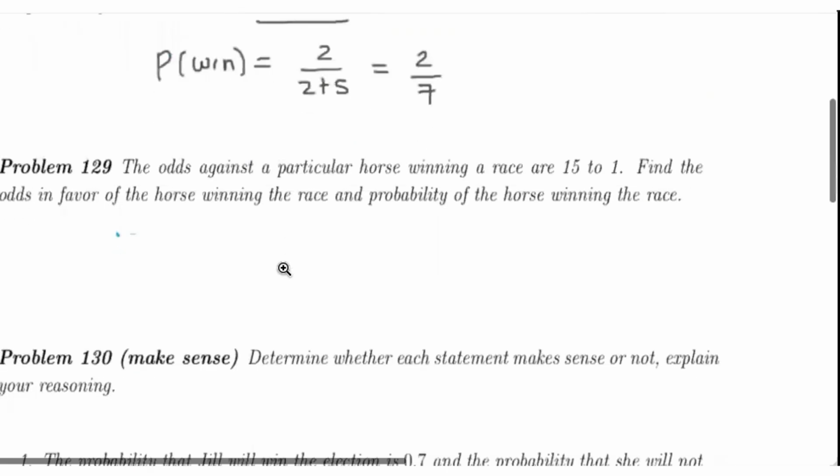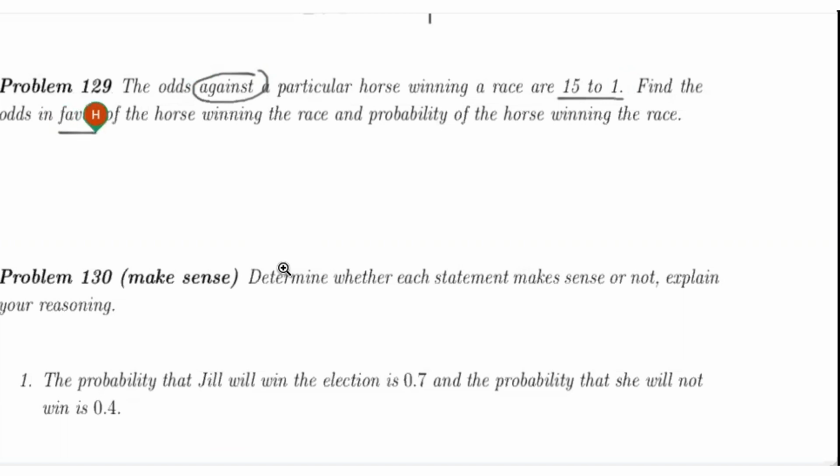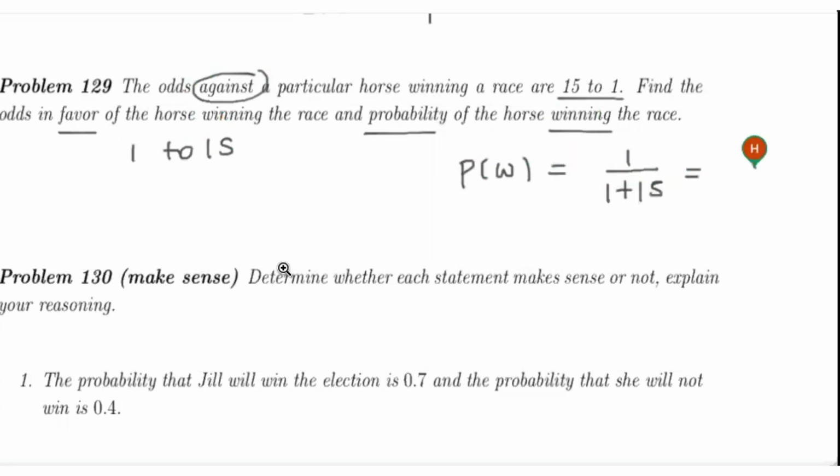Similar to the next part, odds against the horse winning are 15 to 1. So 15 ways to lose, 1 way to win. Find odds in favor, which is 1 to 15, and the probability of winning the race, which is winning over total. Are you guys okay with this?